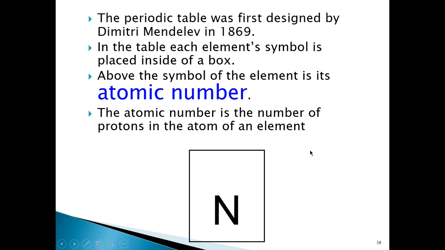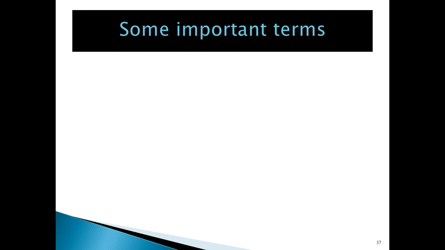And the atomic number, by definition, is the number of protons in the atom of an element. So, for example, in the case of nitrogen, its atomic number is 7, right? 7 is, therefore, the number of protons present in an atom of nitrogen. And what you're going to learn is that each element has its own unique atomic number. And as a result, you can basically use the atomic number to identify the element.